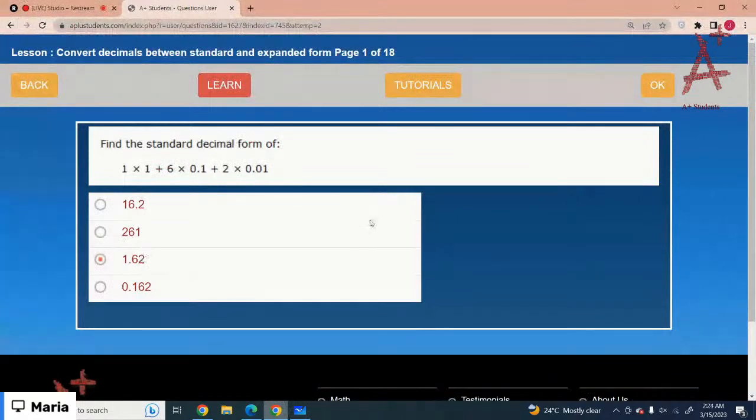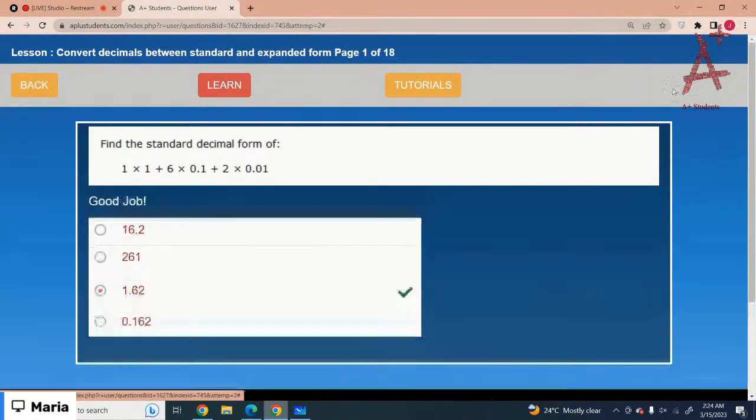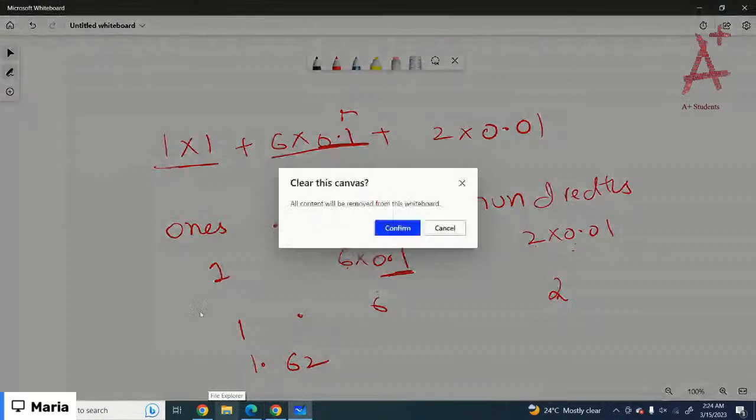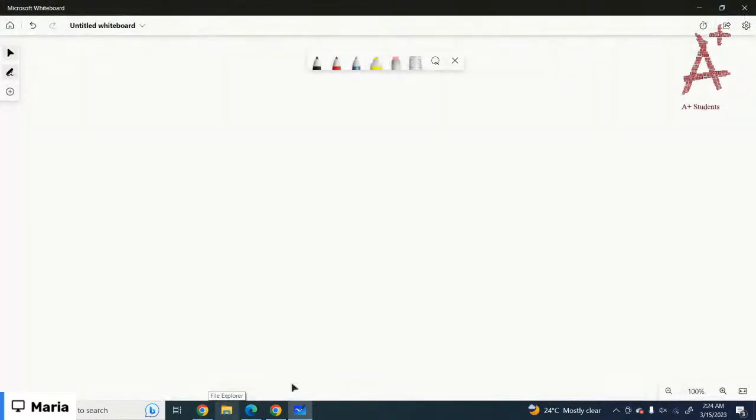Option number 3 is the correct option. It would be 1.62. Got it, everyone? If you have any question, you can just write it down in the chat box. I'm here to answer all your questions and confusions if you have any.